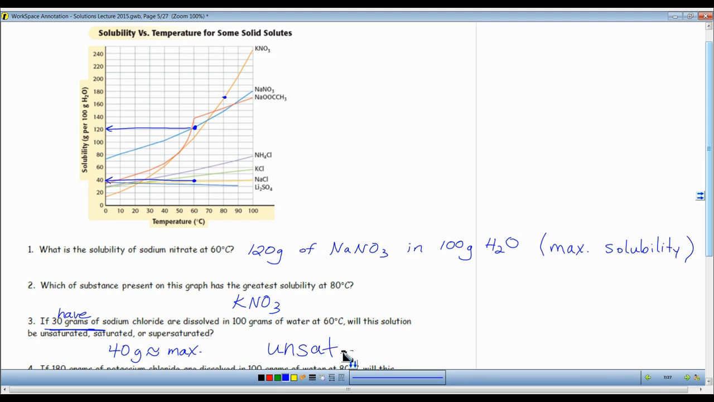The problem is people will sometimes do this opposite, where they'll look at 30 and then say, oh, but the graph says 40, and 40 is more than 30, supersaturated. But they don't really understand what those numbers mean. The graph is telling you the maximum is 40. Then look and see, well, what do you really have? What does the problem give you? Oh, I have less than that.